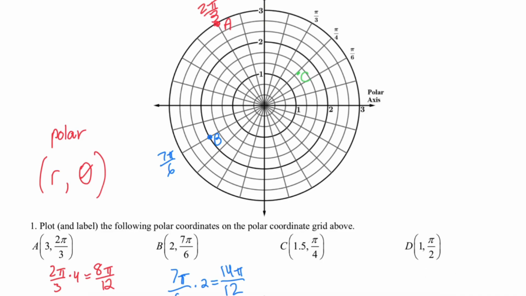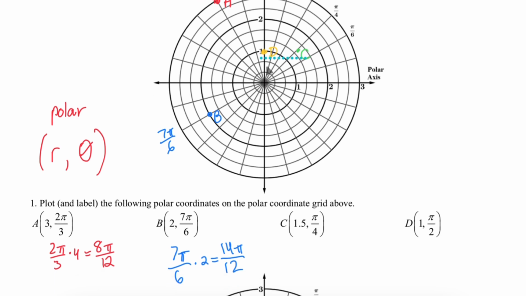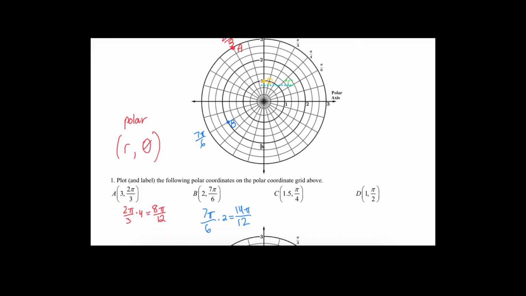And now D is pi over 2. Hopefully you remember that one. Pi over 2 is here, and then D is on 1. And yeah, pi over 2 is here. So D is here. So those are the 4 coordinates. I don't know why this line thing is showing. It's just the app I'm using, I guess.